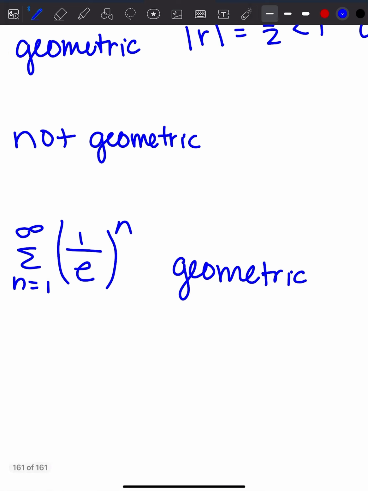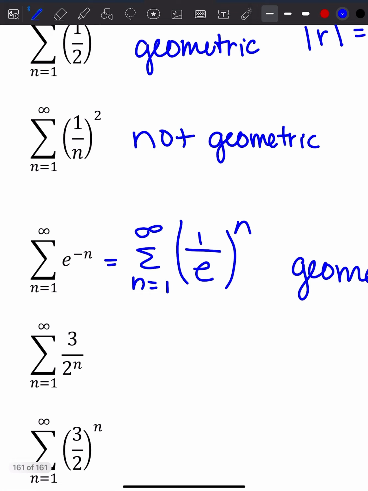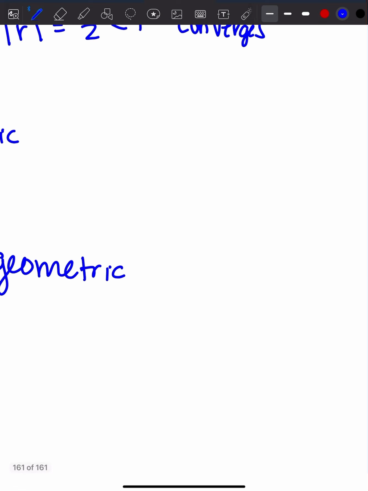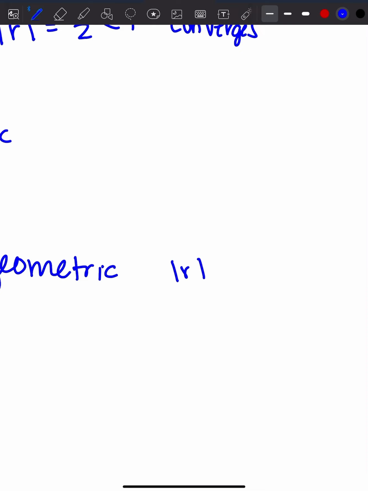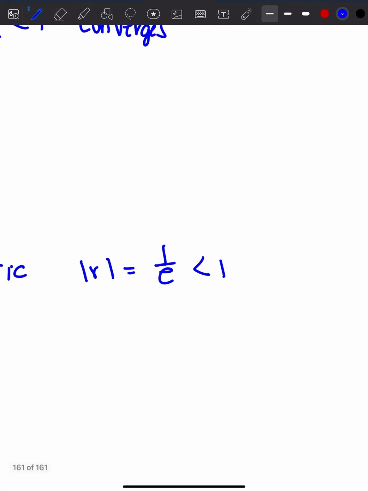And now we need to be careful because if I just look at what I have, e to the negative n, e is not our ratio. It's not that common ratio r. The absolute value of r is equal to 1 over e. Reminding ourselves that e is about 2.718, we're looking at something that is less than 1 again, so this converges.